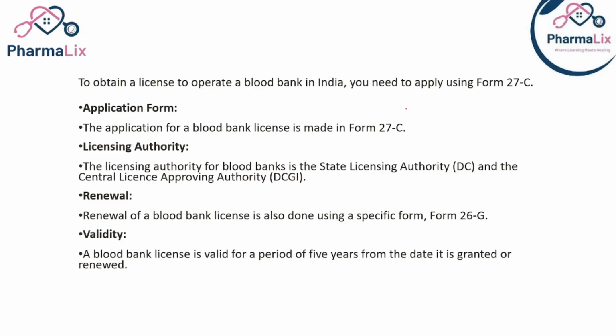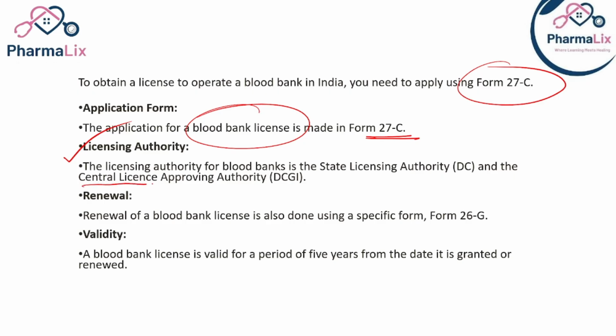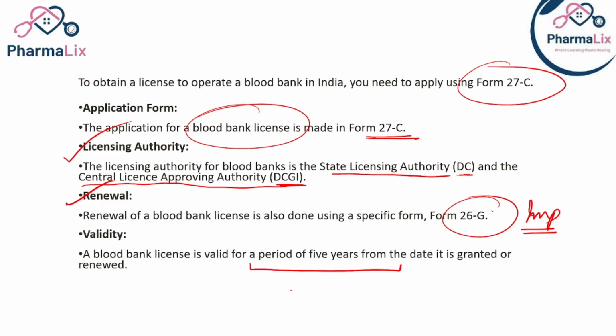So let's see, here is Form 27C, and this is required for the blood bank license, made in Form 27C. The licensing authority would be the Central License Approving Authority, DGCI, and the State Licensing Authority, that will be DC. Renewal of the blood bank license is also done using a specific form, that is 26G. This is one of the important questions which is now being asked in NIPER exams. And validity: a blood bank license is valid for a period of 5 years. That is 5 years only.